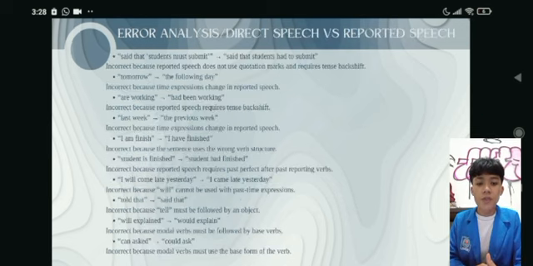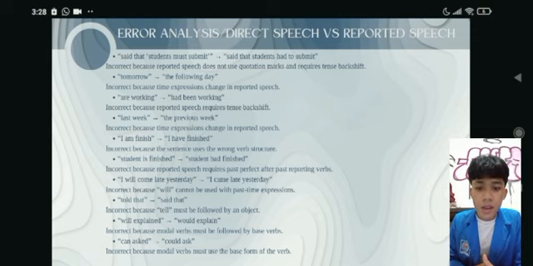Error analysis: direct speech versus reported speech. "She said student must submit": the correct analysis is "said that student had to submit", because reported speech does not use quotation marks and requires tense backshift. Next, "tomorrow": the correct analysis is "the following day", because the expression changes in reported speech.